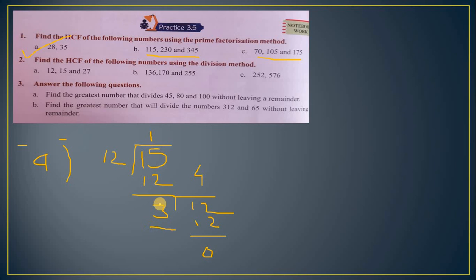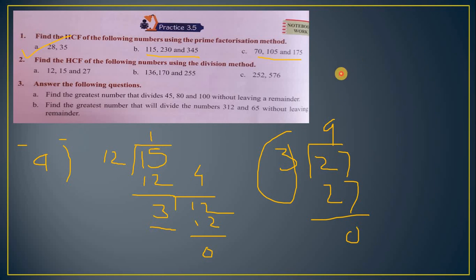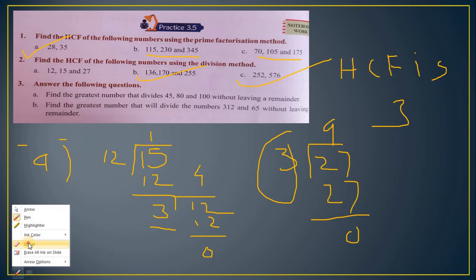And here the last divisor was 3. So you use 3 for dividing which number? Third remaining number 27. 3 9s are 27. We clearly got 0. So here the answer 3 is the HCF. Same logic you apply on the remaining 2. Then in question number 3, A and B are given. I solve only one question.